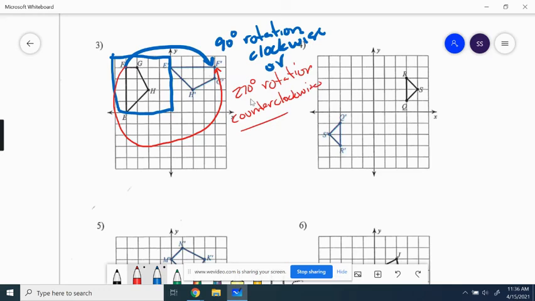All right. Hopefully that helped. If you're still a little bit confused on this, I know there was a lot going on with my colors and my bad drawing.